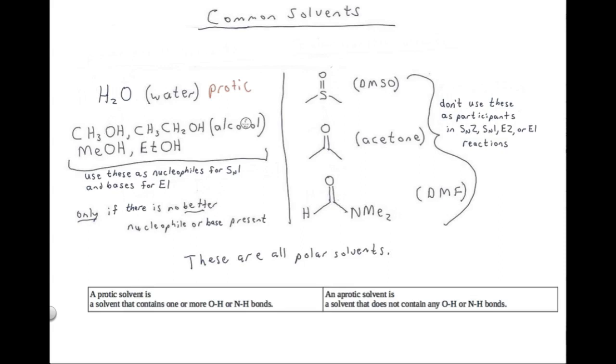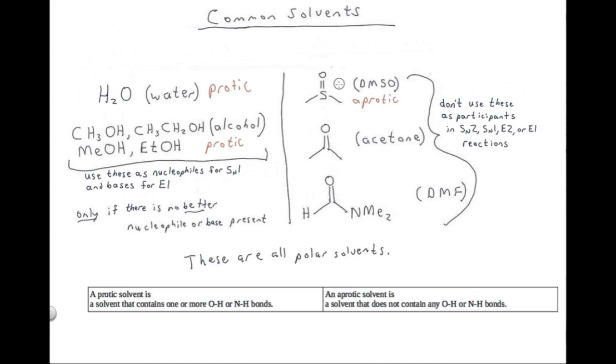And alcohols also contain one OH covalent bond. Any alcohol contains one OH covalent bond, as you can see from these pictures. So alcohols are also protic solvents. Now, how about DMSO? There are no OH or NH covalent bonds in DMSO. So DMSO is an aprotic solvent.